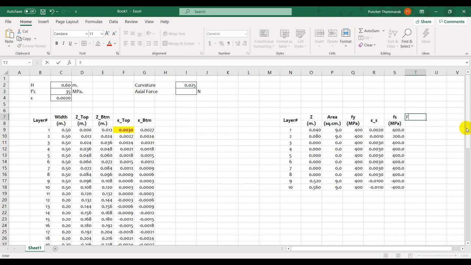And then F subscript S, which is in what unit then? Kilonewton? Maybe. Kilonewton seems to make sense. So we have the megapascal unit multiplied by the area. The area is square centimeter, so I need to multiply by 0.0001, this is 1 × 10⁻⁴. Okay, so now I get the square meter multiplied by MPa.